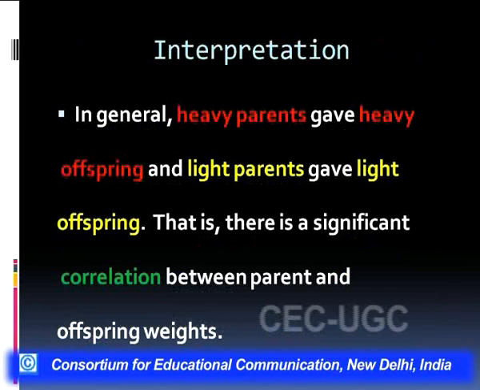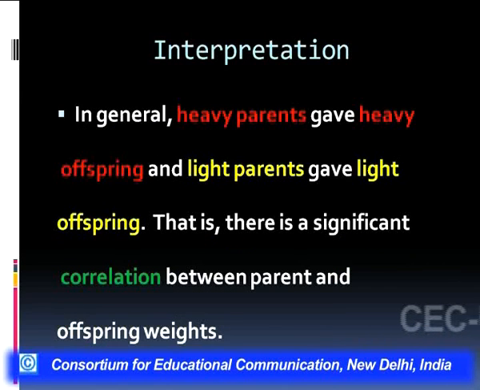So, in other words, the main interpretation of Johansson's work was that if heavy parents are taken, they would give rise to heavy offspring, and the light to the light. So, that means he did not have any doubt on Mendelian genetics. So, that means there was a definite relationship between parent and offspring weights, no doubt.